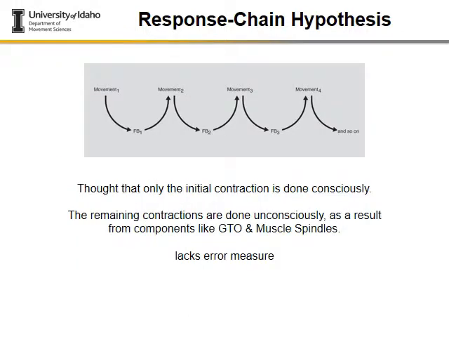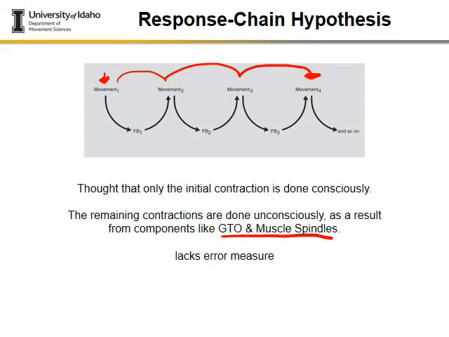The other idea of how this differs is that when we're talking about the response chain hypothesis, the only contraction thought to be done consciously is that initial one, that movement one. So this is the only one that is thought to be conscious. Therefore, each of the subsequent movements are unconscious, and they are just a result of whatever the output response is from the first or previous movement. You're just doing it unconsciously, and it's really a result of the proprioception happening in the system, and really how you're providing the feedback.